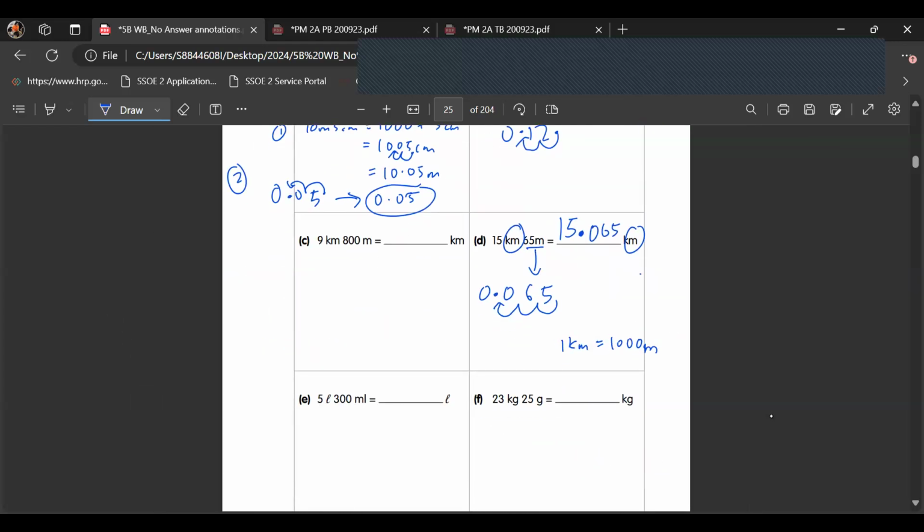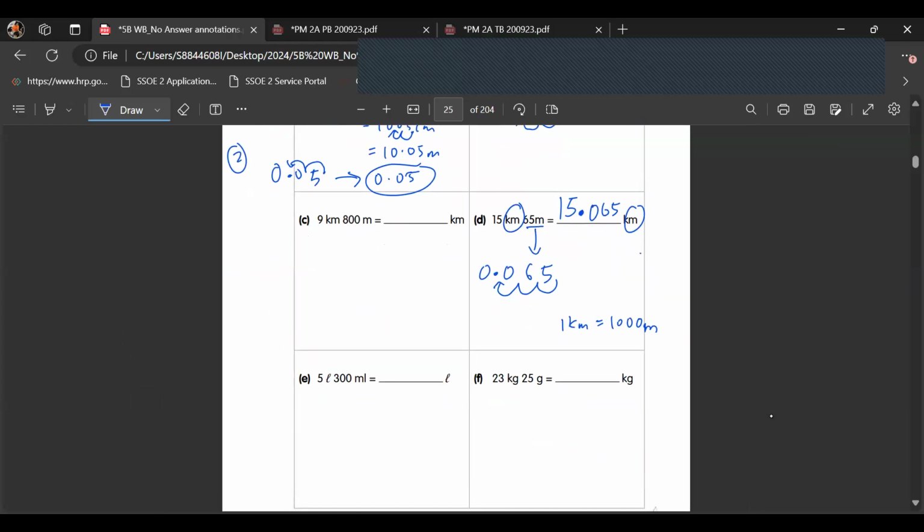Like one more last one here. From the 23 kilogram, I just leave 23 in this, put in the decimal point, deal with just the grams. Then I divide 1, 2, and 3, 0, 2, 5. Is this okay? Then the last, really last one.